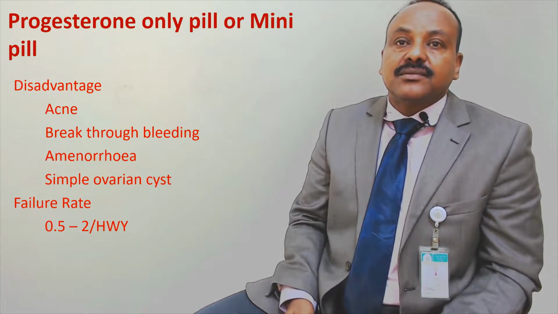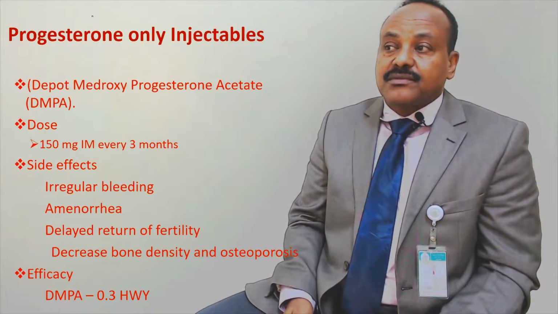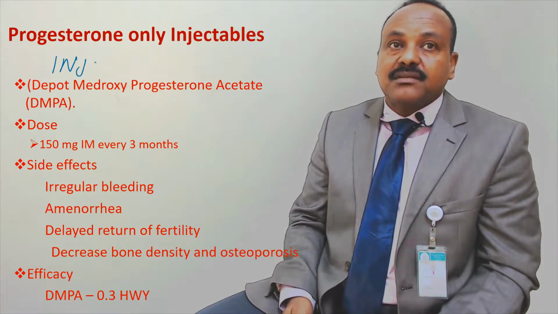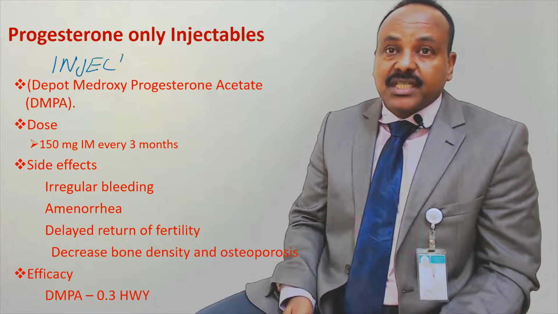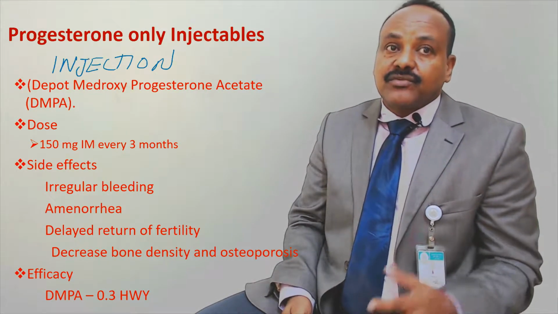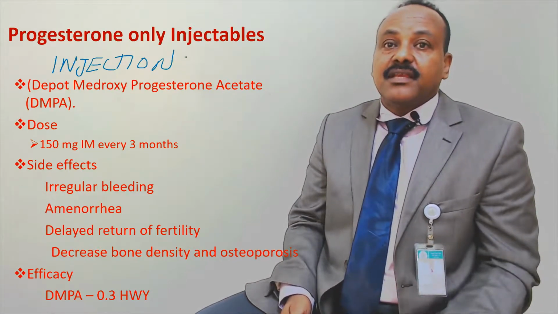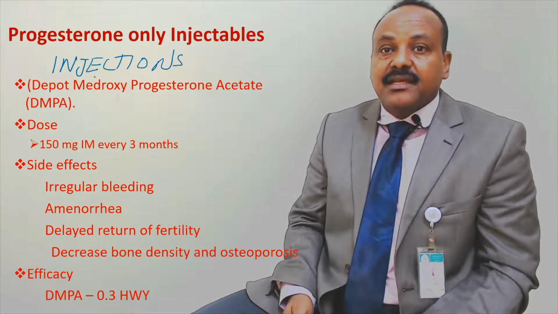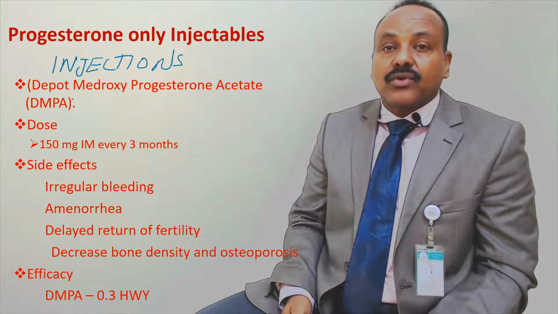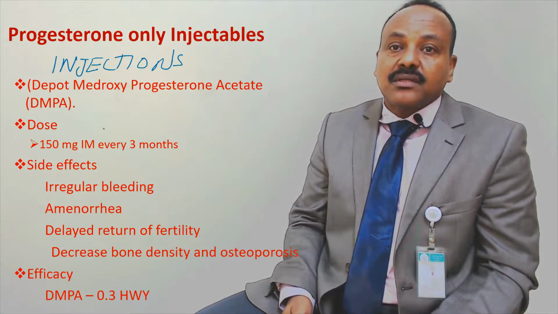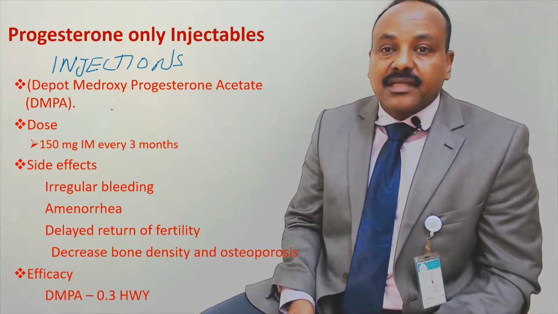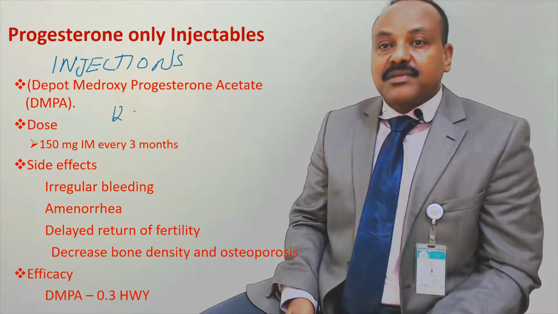Progesterone only injectables. Another form of hormonal contraception is the injectable. This is a progesterone only injection, and instead of giving it in tablet form, we can give it as an injection, and we give contraception for 4 weeks or 1 month. This is what we call depot medroxyprogesterone acetate. The dose is 150 milligrams IM every 3 months.